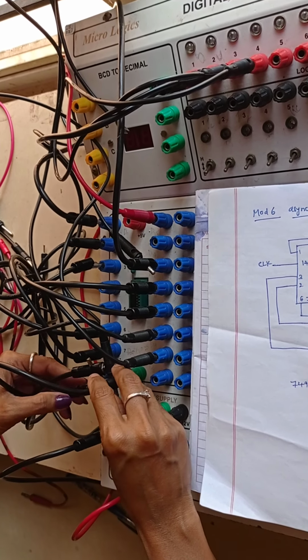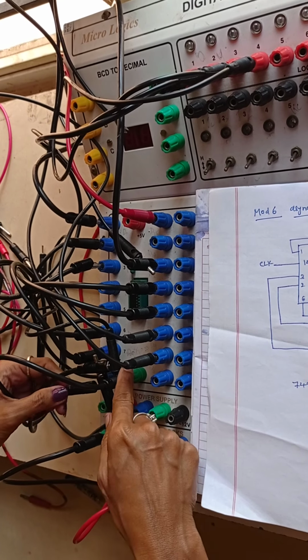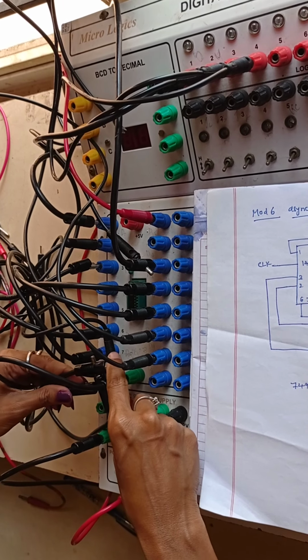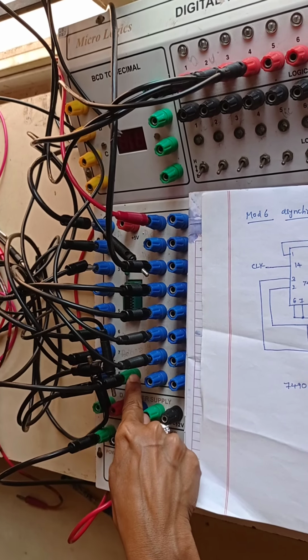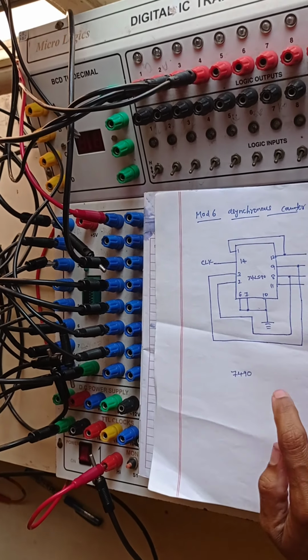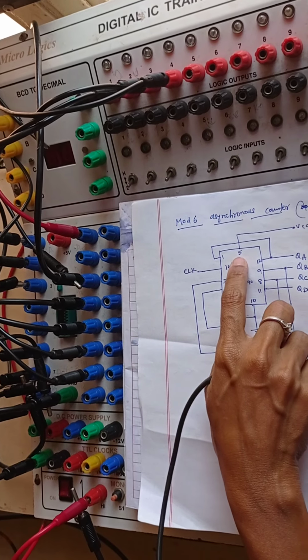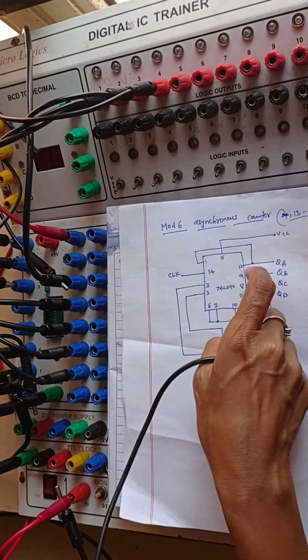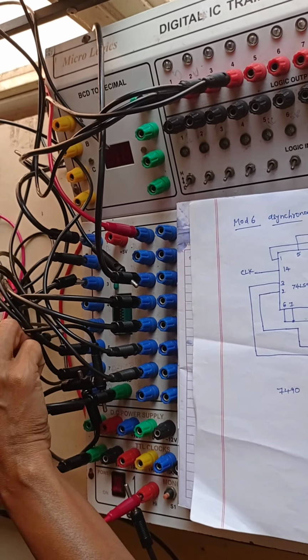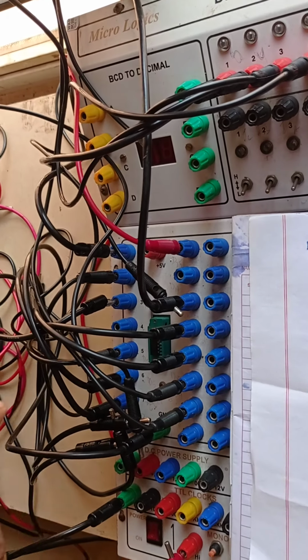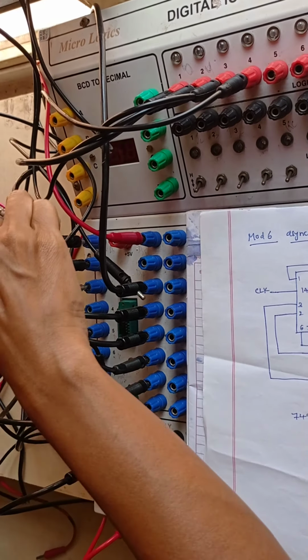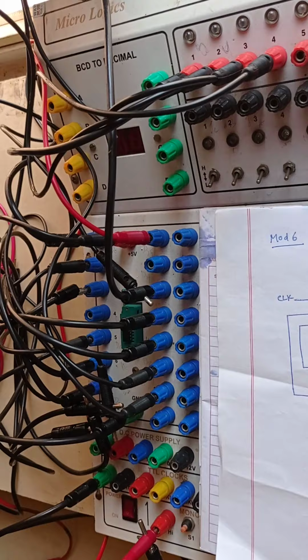Okay, all the pins 2, 3, 6, 7, 10 tapped and given to ground. This is the circuit design. Now finally pin number 5 for VCC. So pin number 5, connect VCC.